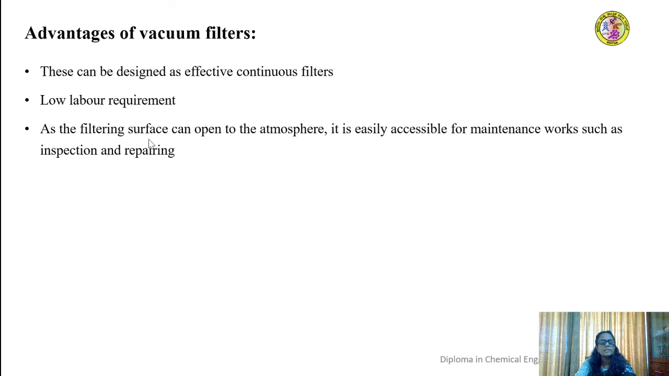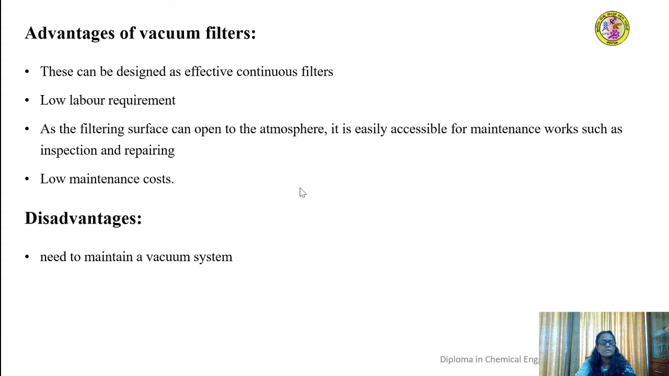The filtering surface, that is, the surface on which the cake is getting deposited, is open to atmosphere. Because of this, the surface of the filtering medium is easily accessible for maintenance work such as inspection, repairing, etc. The maintenance costs are also less comparatively.